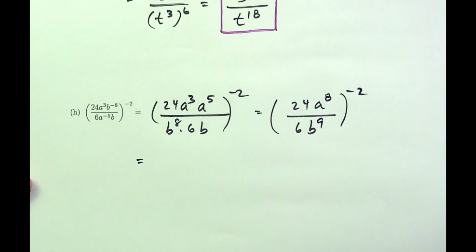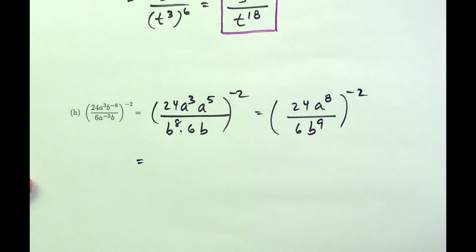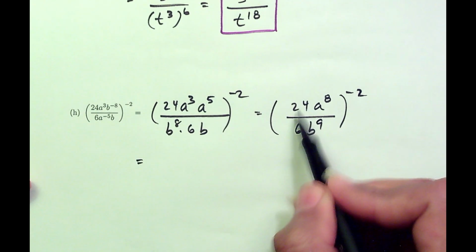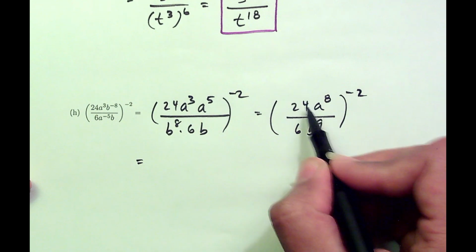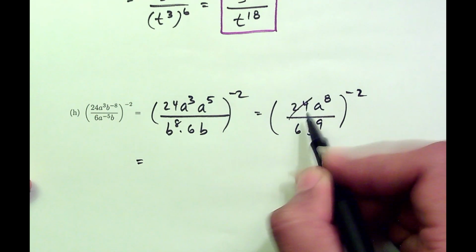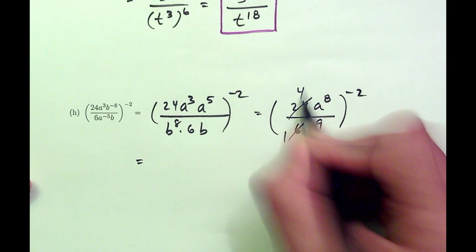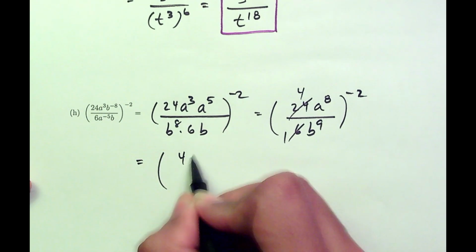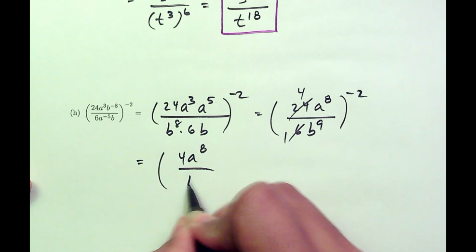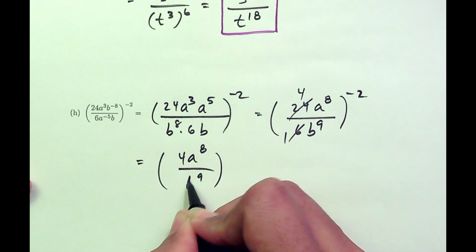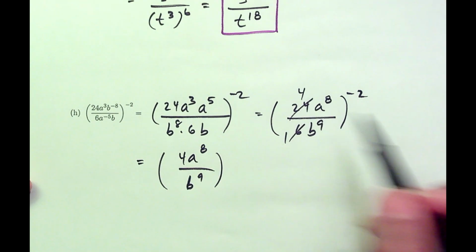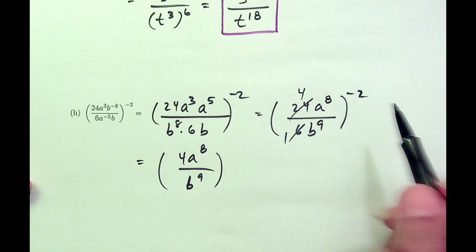Now again, keep simplifying the parentheses until we have simplified as much as we can. I cannot combine a's and b's, but I can do this, 24 divided by 6, 24 over 6, that is 4. Okay, 24 divided by 6, you can cancel the 6, that is 4. So this is the same as 4 a to the 8 over b to the 9. Divide top and bottom by 6. You get 4 on the top, 1 on the bottom, you don't write the 1.